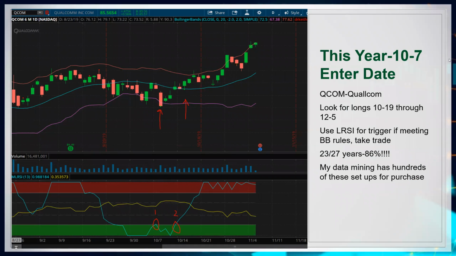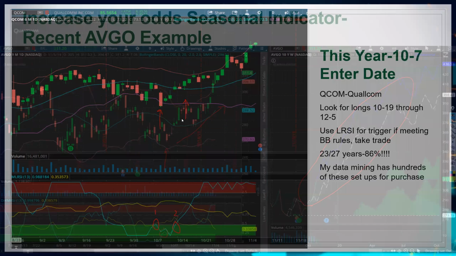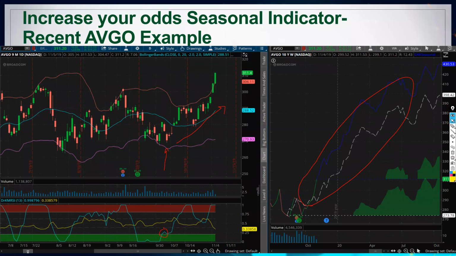Okay, so here's what I just want to show you then on the chart as well, the entries. Okay, and again, the data mining, you have hundreds of these throughout the year, so you can create your watch list for each month if you wanted to. And again, this is for futures, forex, and stocks. Okay, here's an example too.